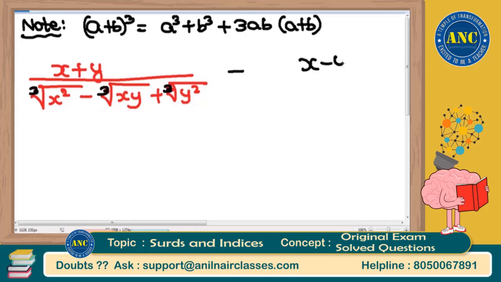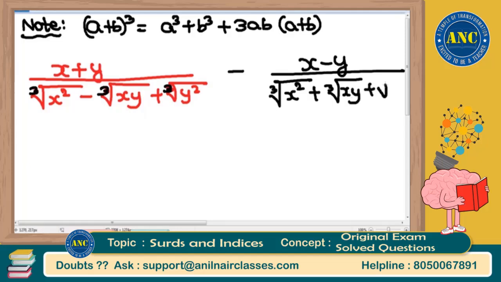Minus x minus y divided by, again, cube root of x square plus cube root of xy plus cube root of y square. I want to simplify this expression. How to simplify this expression?